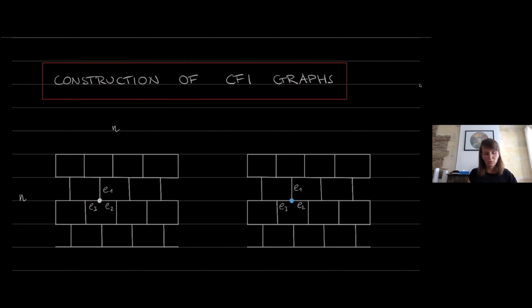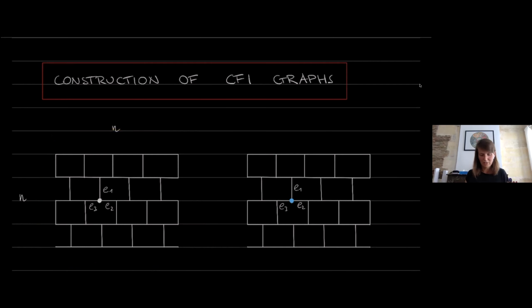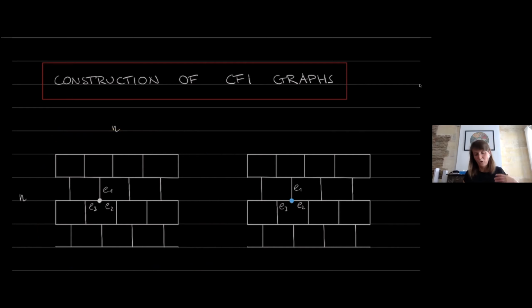Okay, so now you want to encode. So far we had just one graph, but now we want to construct two different graphs. For every n, we want to get two different graphs. So you label the vertices of those graphs. In the case of this one, you label each vertex by zero. And in the case of this graph, you label all vertices except for one by zero, and the one that you choose, you label by one.